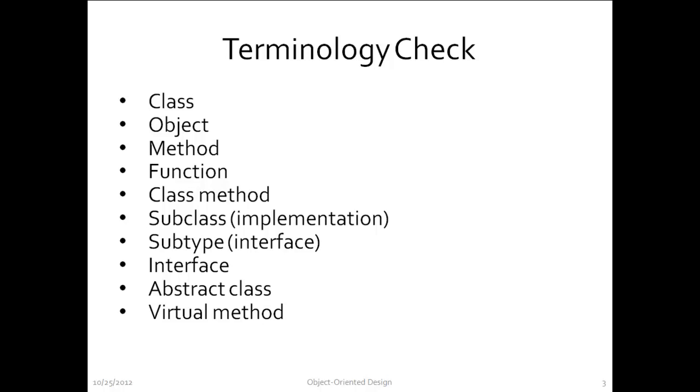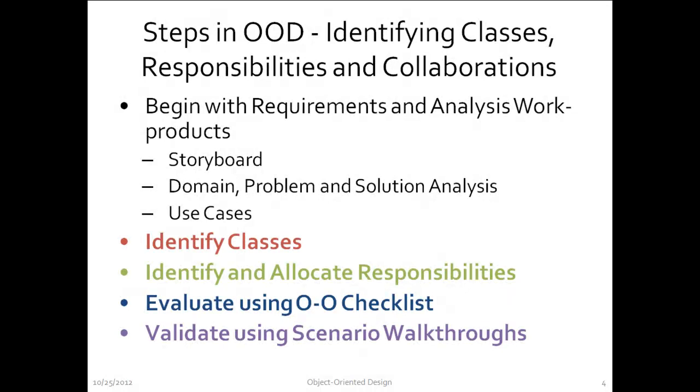It has to be subclassed before objects of it can be created. Finally, a virtual method is a method that will not have an implementation, and it's a method that has to be implemented by a subclass.